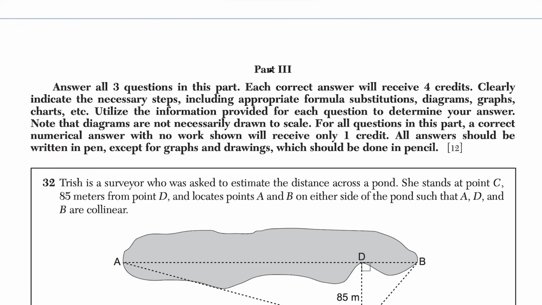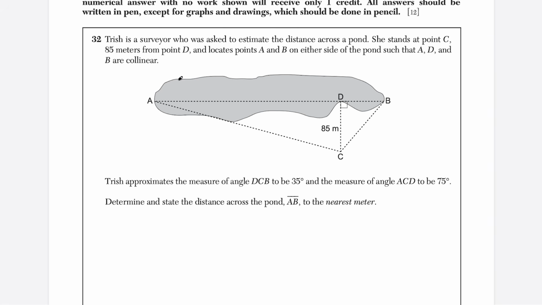So now we're moving on to the part 3 questions, and every question here is worth 4 credits. Question 32, Trish is a surveyor who was asked to estimate the distance across a pond. And she stands at point C, 85 meters from point D, and locates A and B on either side of the pond such that A, D, and B are collinear, which means these 3 points form a straight line. And then we have Trish approximates the measure of angle DCB to be 35 degrees.